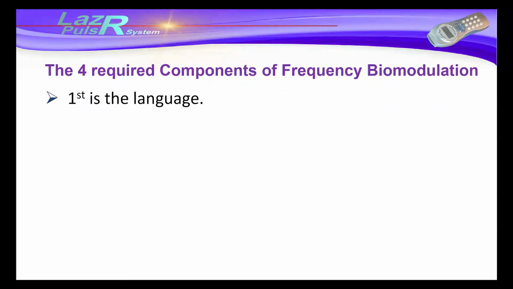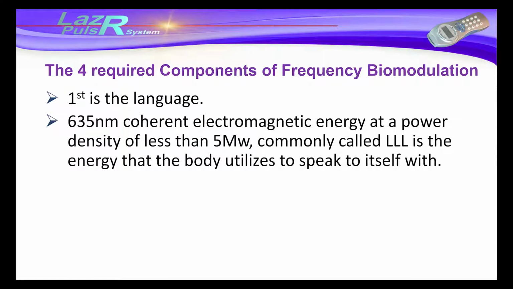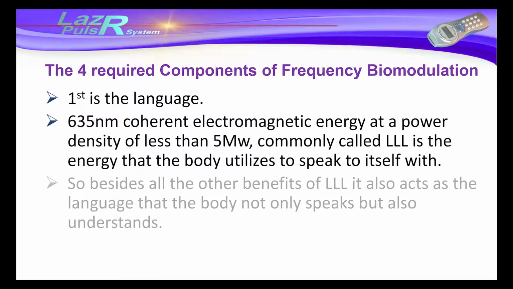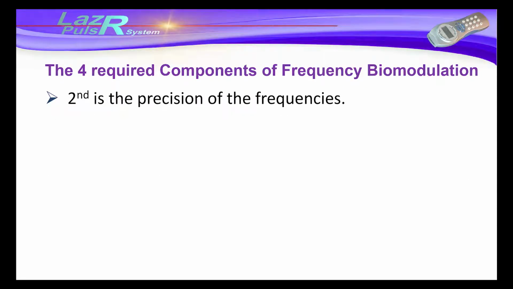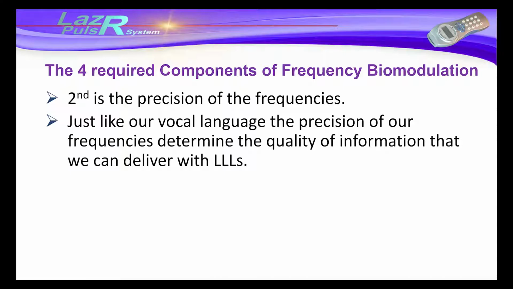First is the language. In the previous video, we defined why wavelengths between 630 and 635 nanometers of coherent electromagnetic energy at a power density of less than 5 milliwatts, commonly called low-level laser, is the energy that the body utilizes to communicate or speak to itself with. So besides all the other benefits of low-level laser, it also acts as the language that the body not only speaks, but also understands. Second is the precision of the frequencies that we utilize. Just like our vocal language, the precision of our frequencies determines the quality of information that we can deliver with low-level lasers.